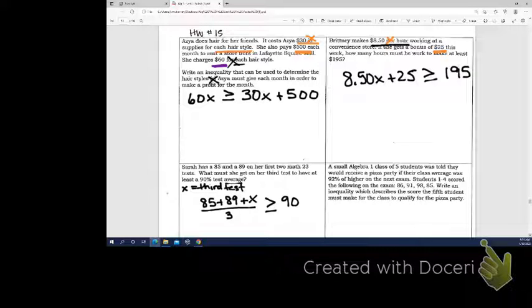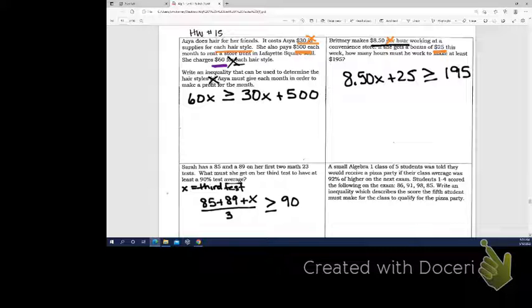And here we go. I've got more than 5 now, though. All right, so this is our small Algebra 1 class, receiving a pizza party if your class average was 92% or higher on the next exam. So 92% or higher will have a pizza party.